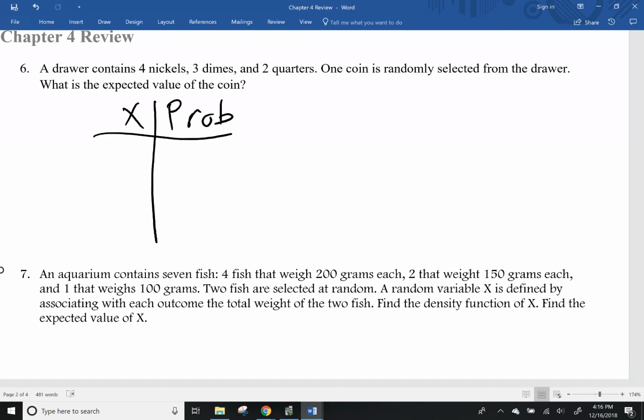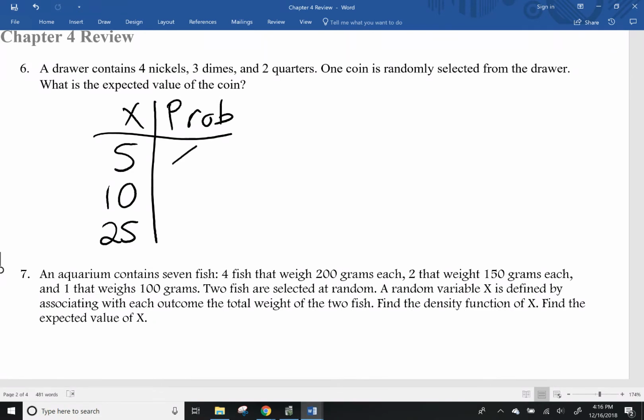So x is going to be the value of our coins. So I'm choosing 1 coin. If I pick 1 coin, I could pick a nickel, and a nickel is worth 5 cents. I could pick a dime. A dime is worth 10 cents, or I could pick a quarter. A quarter is worth 25 cents. So x here is the value of my coin that I choose.